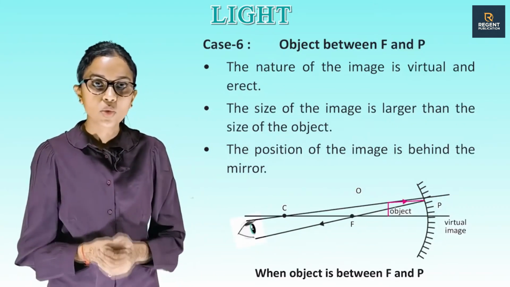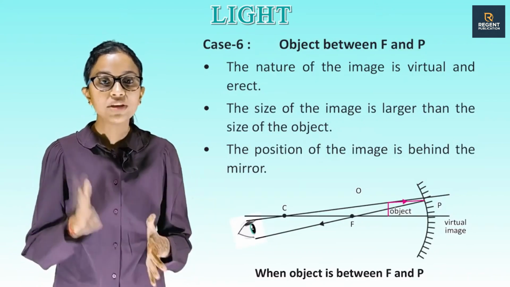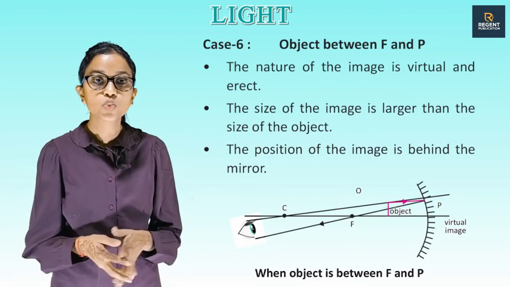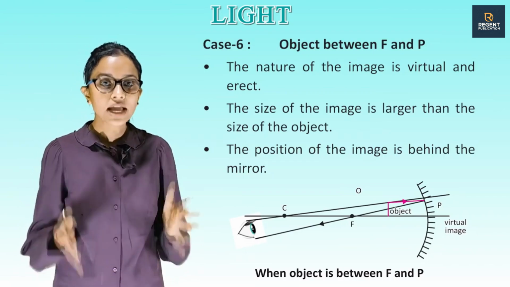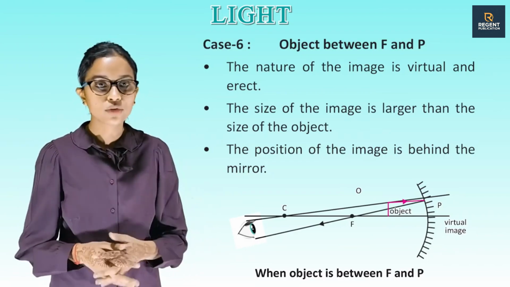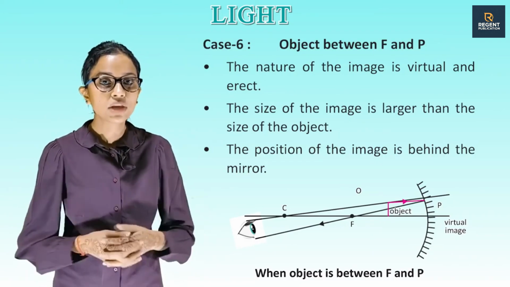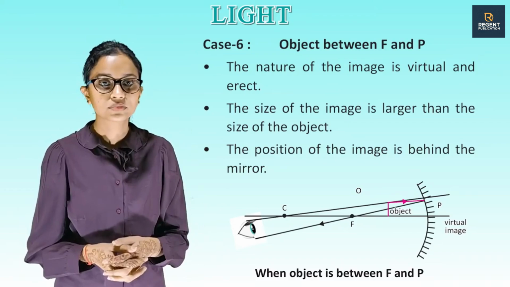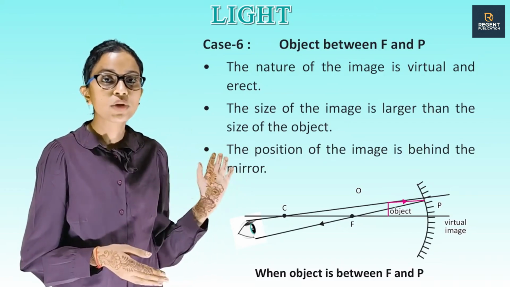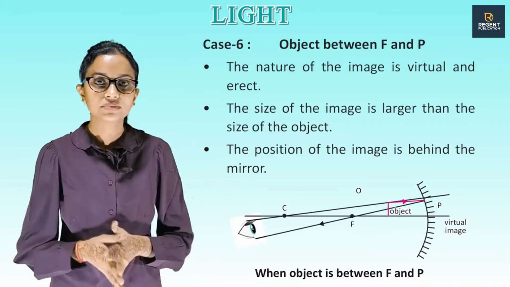Case 6: Object between F and P. The nature of the image is virtual and erect. The size of the image is larger than the size of the object. The position of the image is behind the mirror. And this is the diagram showing when the object is between F and P.